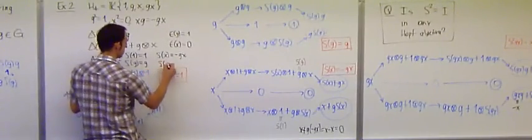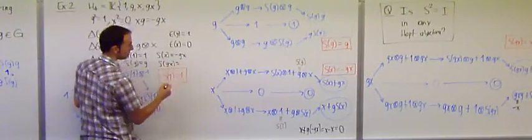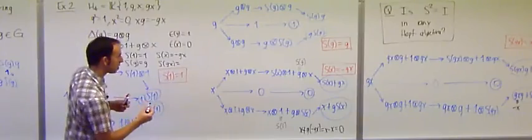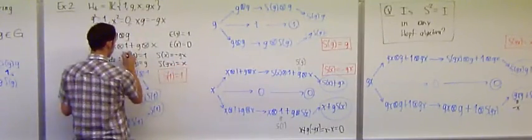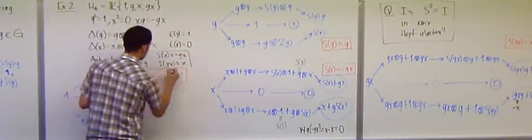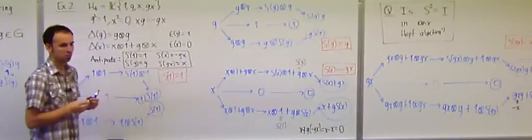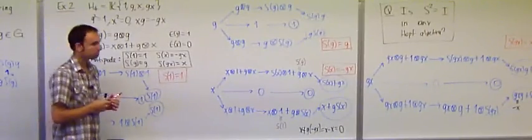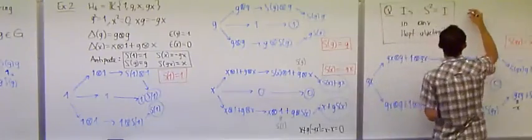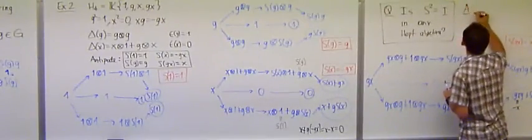S of gx is equal to, what did I say? X. Okay. So in this case, the question of is S squared equal to the identity is not true because S squared of X is going to be negative X. That's right. And so we get an answer to our question, which is no.